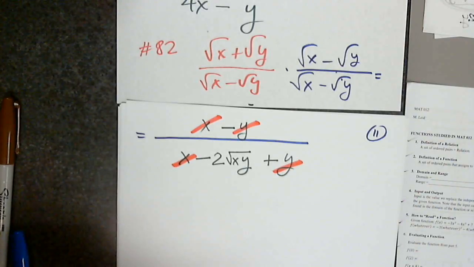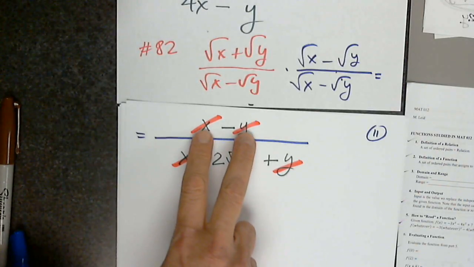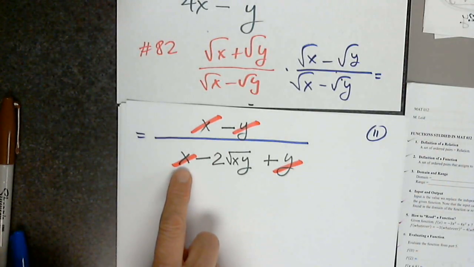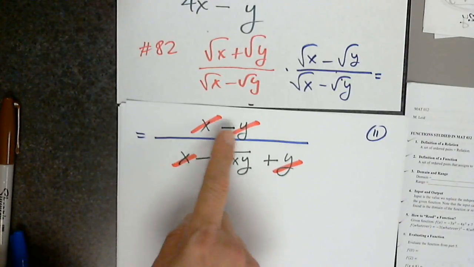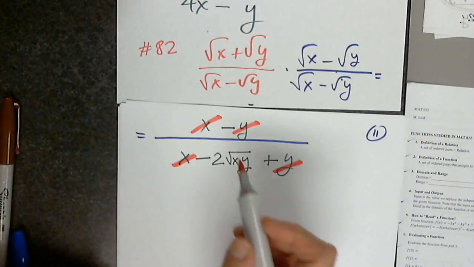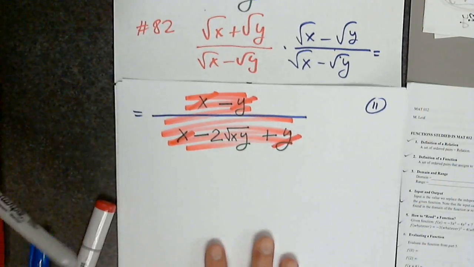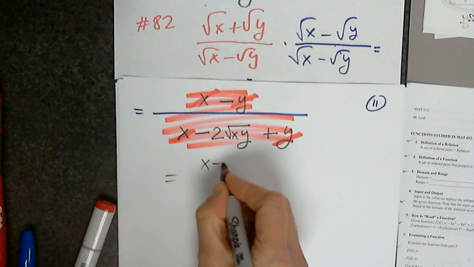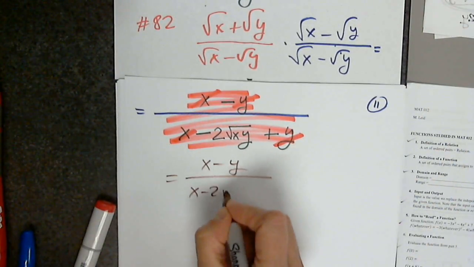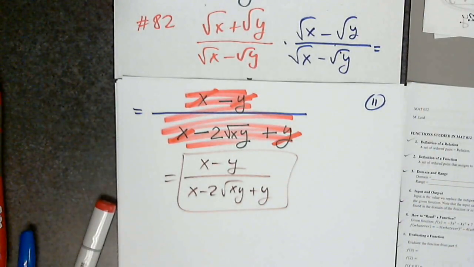Why? Can anyone explain why? Because these are terms. This is a term. This is a term. This is a term. This is a term. I'm not allowed to simplify terms. I can only simplify factors. So that would be a terrible mistake. So I'm going to write it one more time. So the answer is x minus y over x minus 2 times the square root of xy plus y. And no one can simplify this.